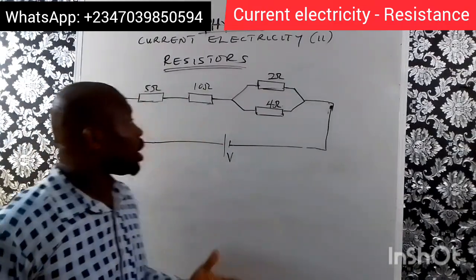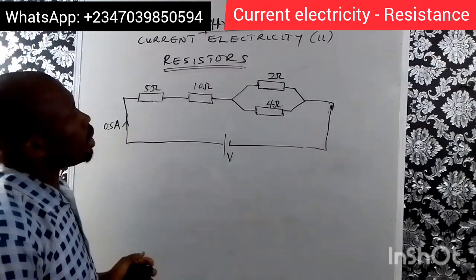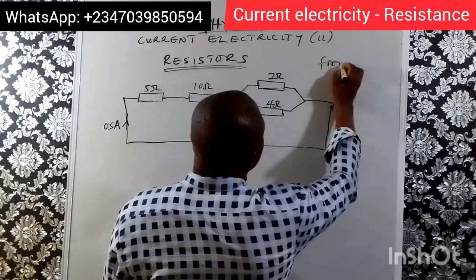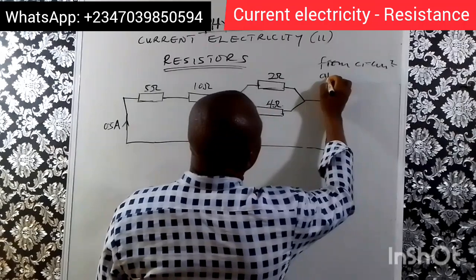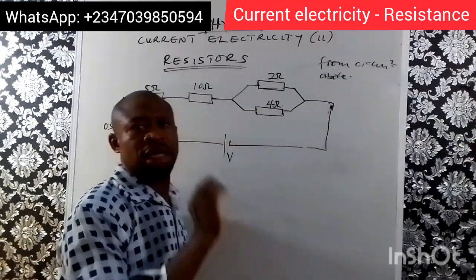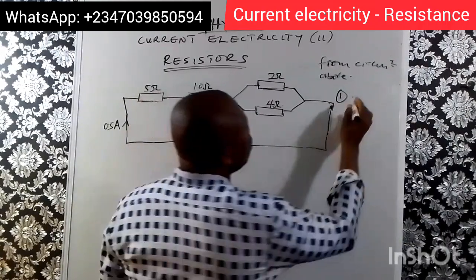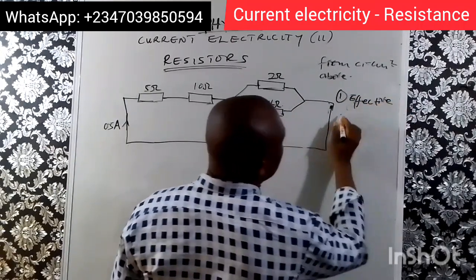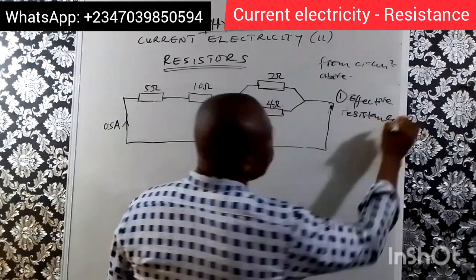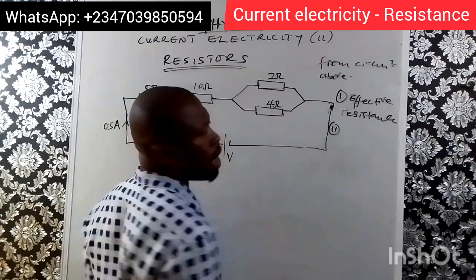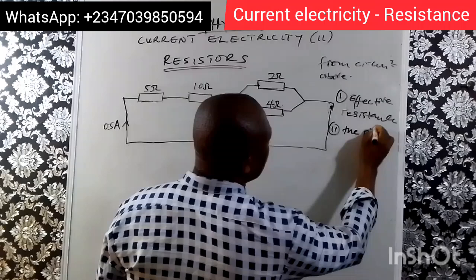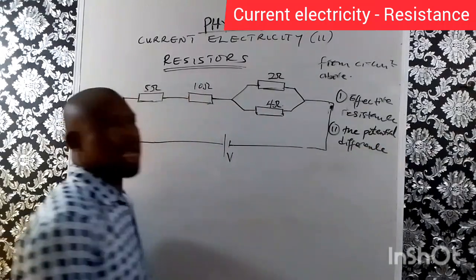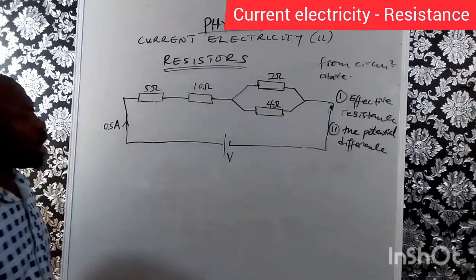Okay, we have the question on the board, and this question says, from the circuit above, calculate one, the effective current, the effective resistance in the circuit, and two, the potential difference in the circuit. All right, solution.